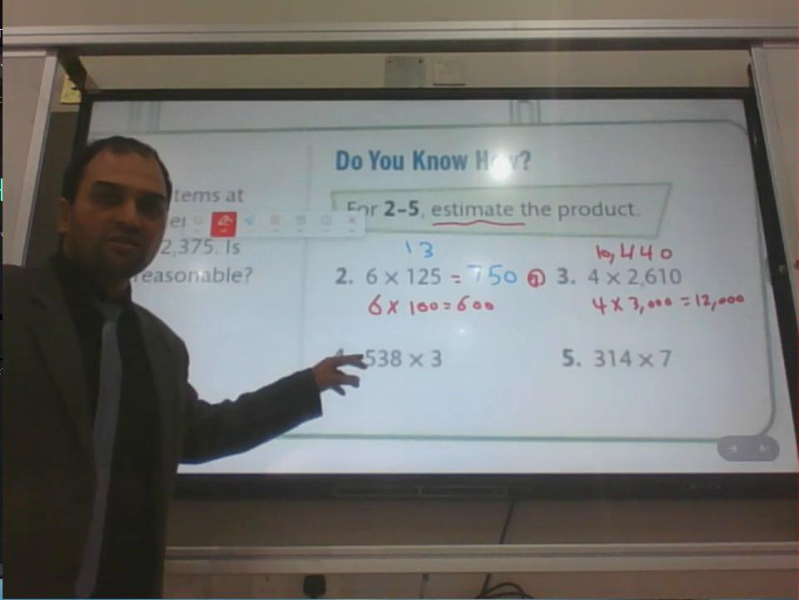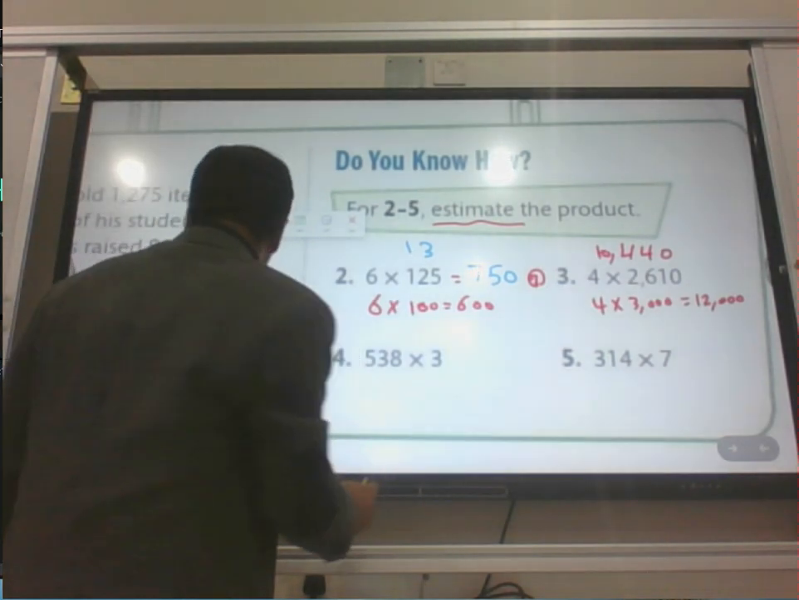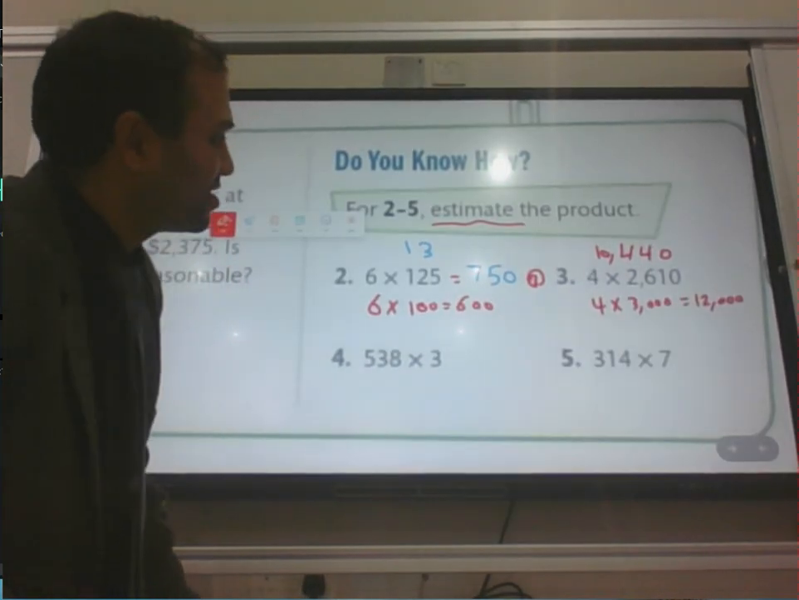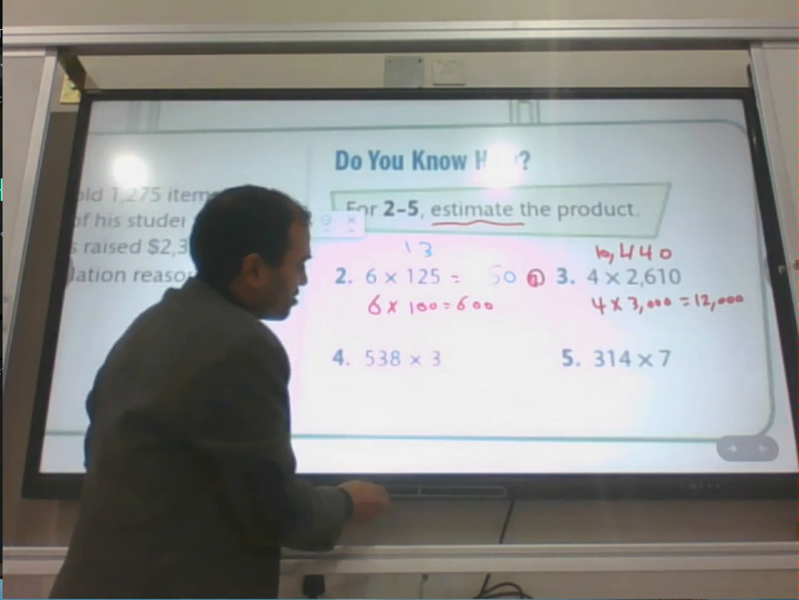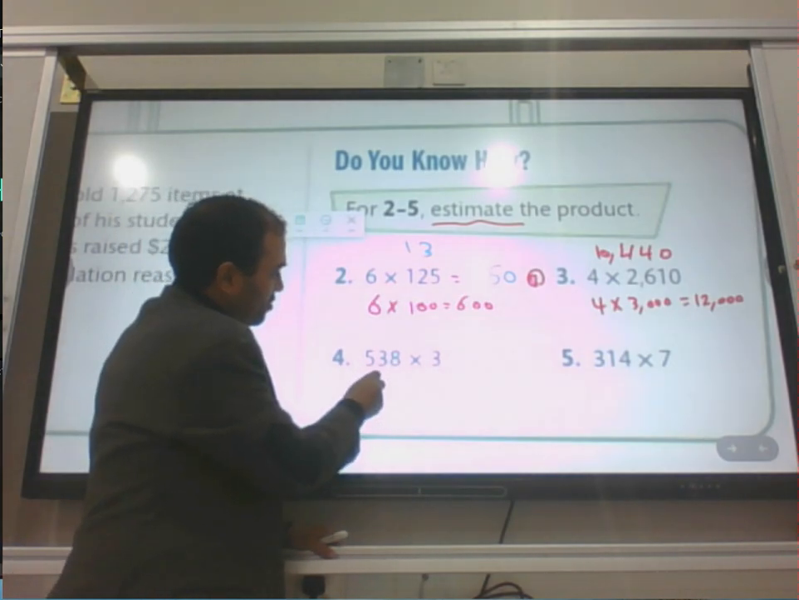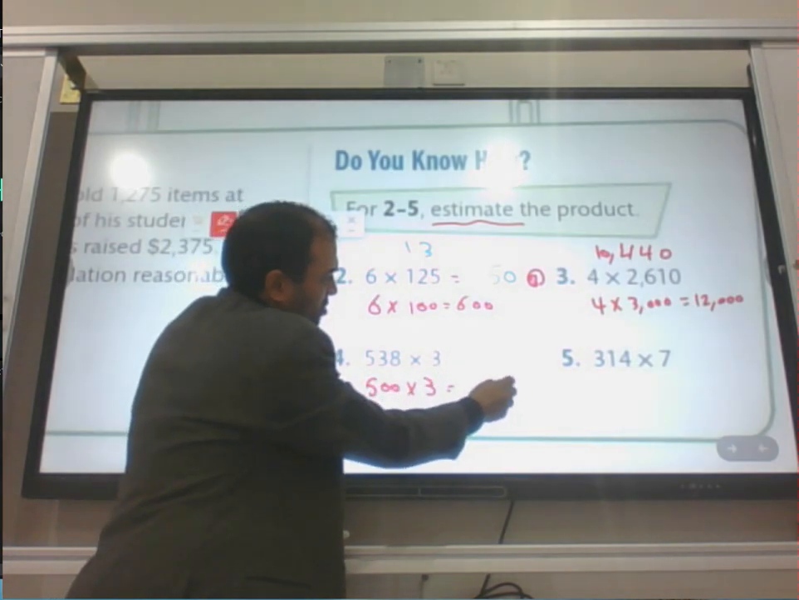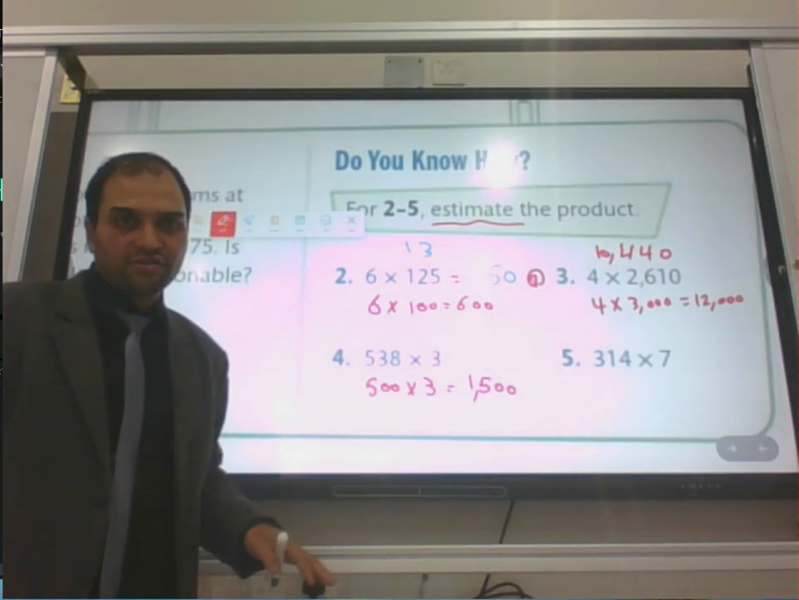Next, 538 times 3. We must start from the right-hand side. Okay? My students, did you understand? Next question. 3 times 538. We know this number leads to 500. So you can write here 500 times 3. Write double 0 here, and 3 times 5 is 15. The result will be 1,500.